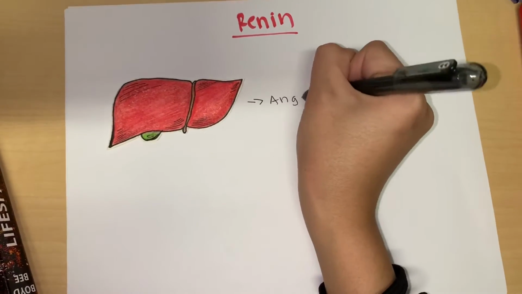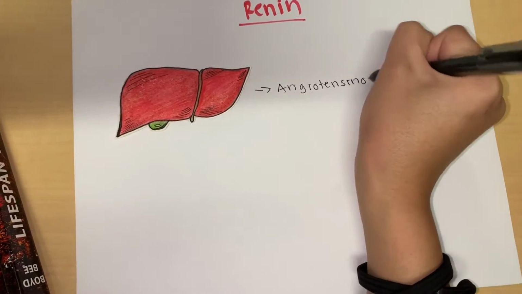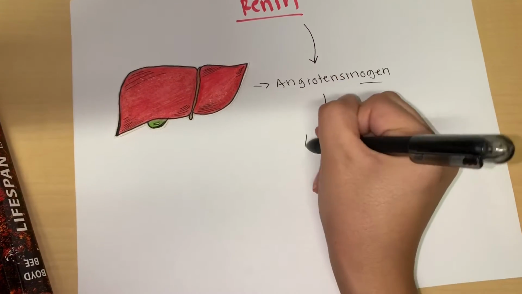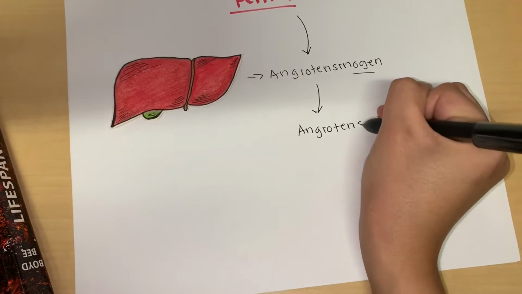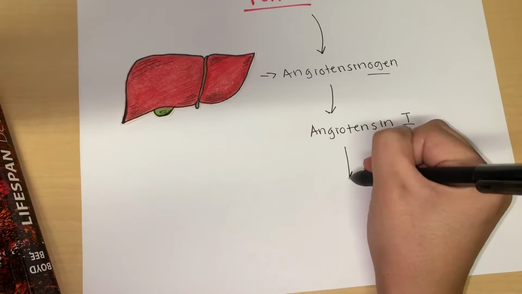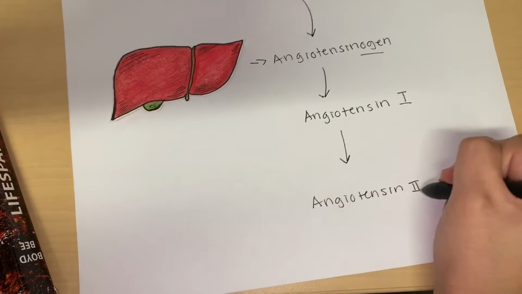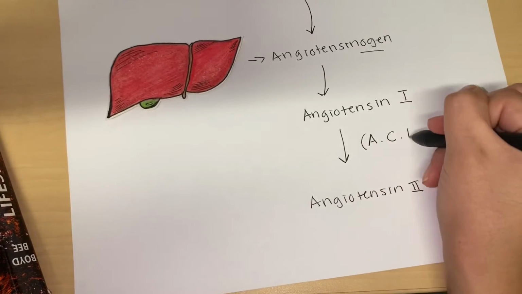Renin begins the system by cleaving a protein produced by the liver known as angiotensinogen. When this protein is cleaved, it yields angiotensin 1, which is then further catalyzed into angiotensin 2 by angiotensin converting enzyme, or ACE, and this reaction primarily happens within the capillaries of the lungs.